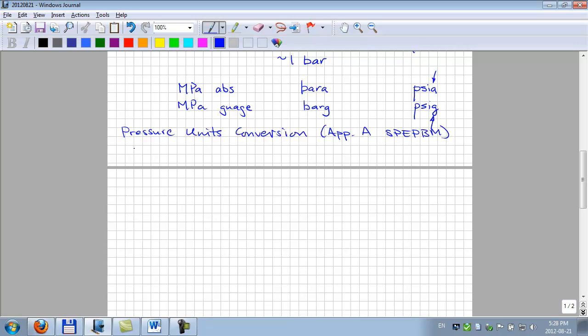So you've got 14.5037 psi is equal to 1 bar, is equal to 10 to the 5th Pascal. Okay, that's one unit conversion you should probably know. And then some people around still use the atmosphere as a unit.